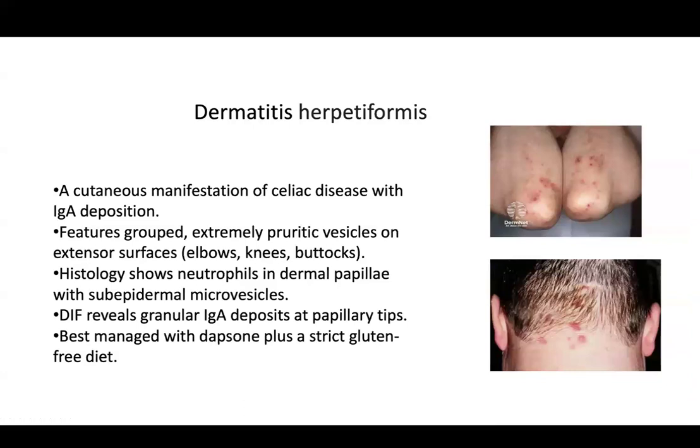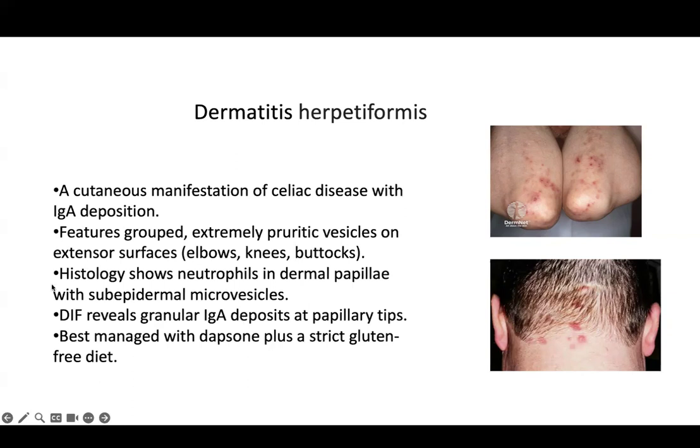Then the last common autoimmune blistering disease is dermatitis herpetiformis. It's a cutaneous manifestation of celiac disease with IgA deposition in that area. And usually the patient presents with extremely pruritic vesicles on the elbows, knees, and buttocks, and can also present elsewhere, like in this patient, in the elbows and on the back of the scalp, in the occipital scalp area.